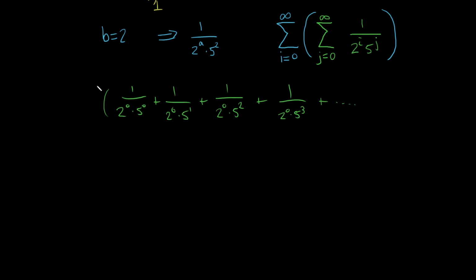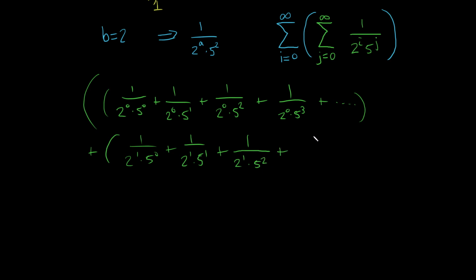And then this is just one sum, because our next sum is going to be the exact same except 2 to the 1 times 5 to the 0 plus 1 over 2 to the 1 times 5 to the 1 plus 1 over, and keeping 2 constant, 2 to the 1 times 5 to the 2 plus 1 over 2 to the 1 times 5 squared. And then we're going to repeat the entire process, but with 2 to the 2, and then 2 to the 3. And we're going to reach every single terminating fraction.